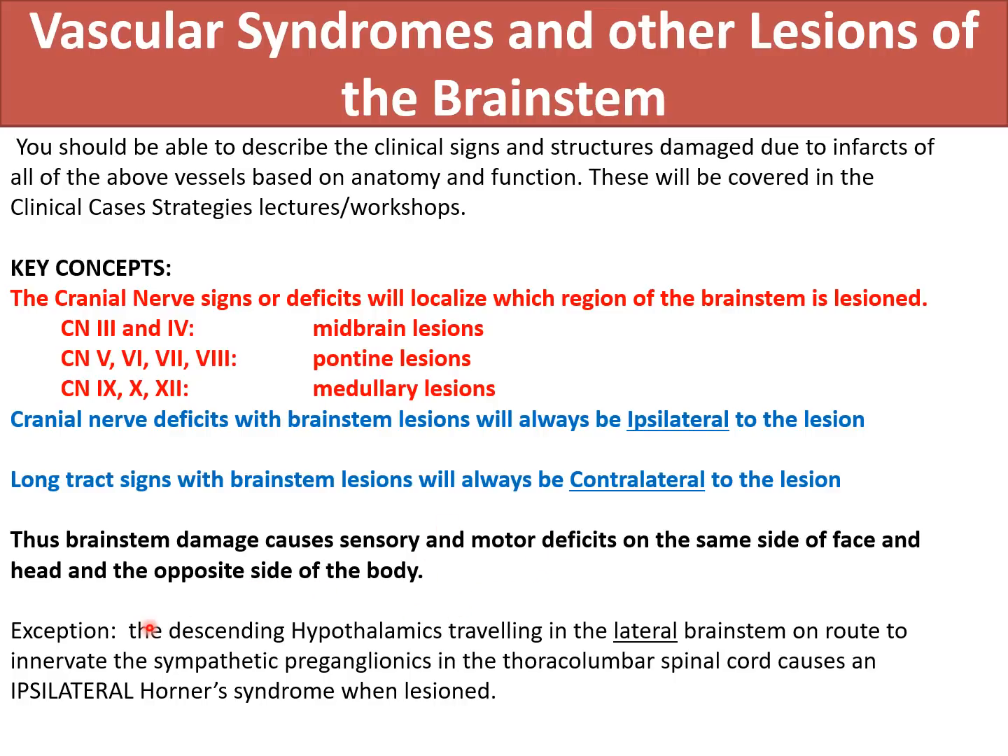The exception to that is descending sympathetic activity coming from the hypothalamus down to the autonomic pathway, that is the sympathetic preganglionics, and they produce an ipsilateral Horner syndrome, in which you'll see pupillary changes and a dry face.